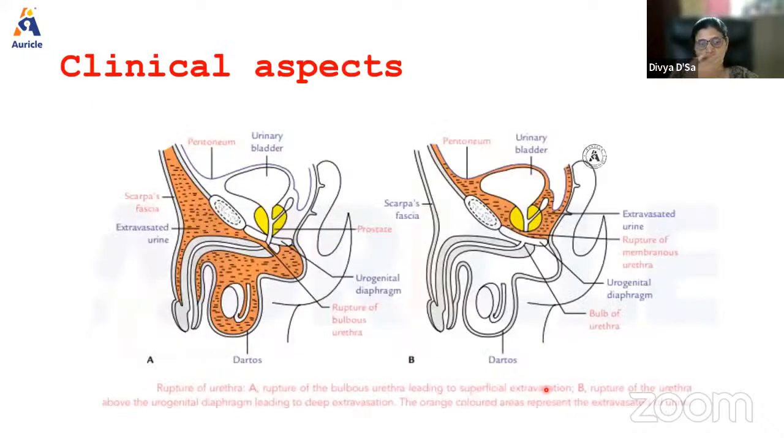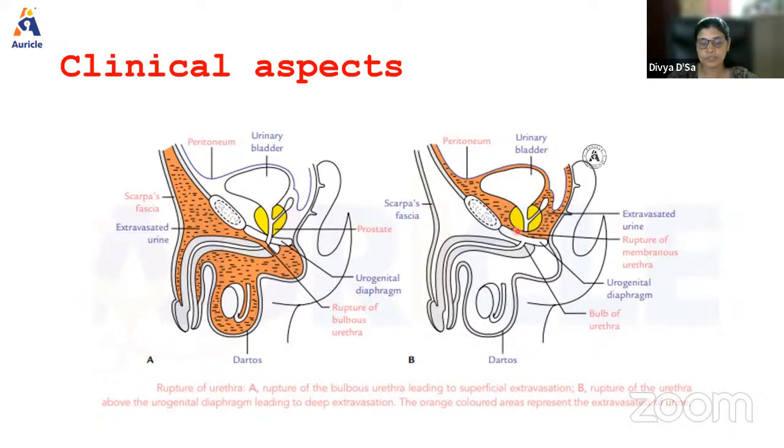Clinical aspects: here you can see the rupture of the bulbous part of the spongy urethra. This rupture can lead to extravasation of urine, which will spread up to here, because the superficial fascia of the anterior abdominal wall, that is Scarpa's fascia, continues downwards. So there is a communication here, and the urine will extravasate into this region.